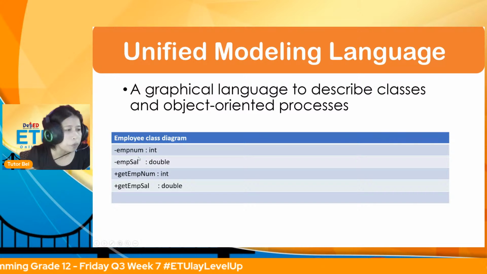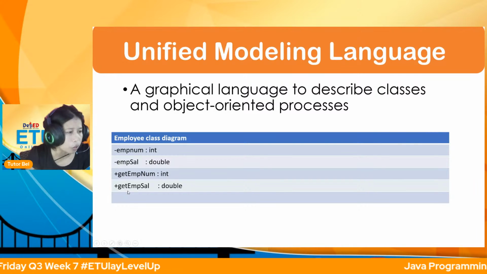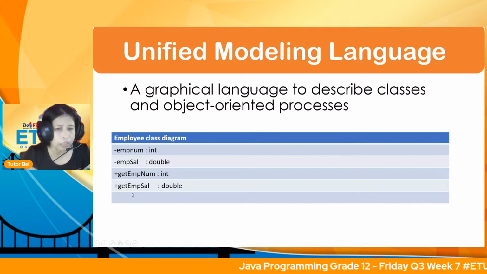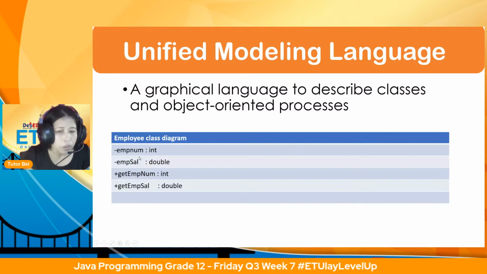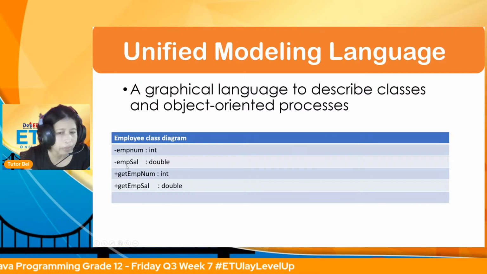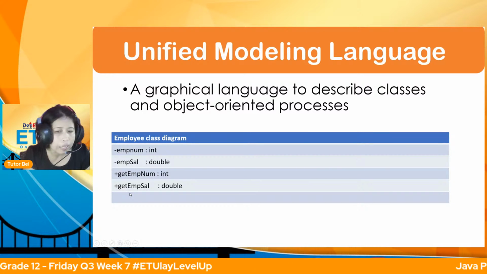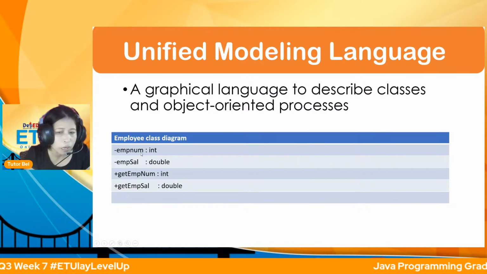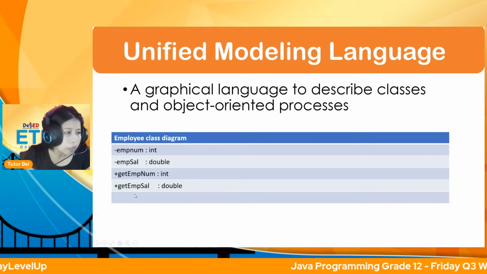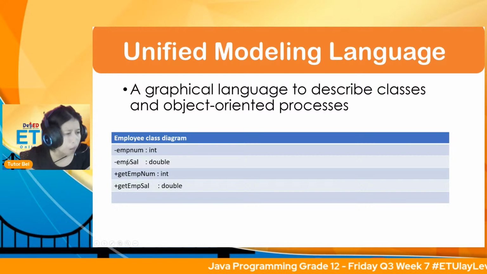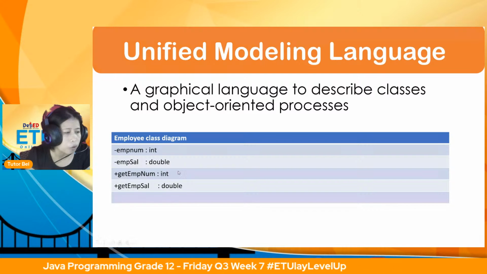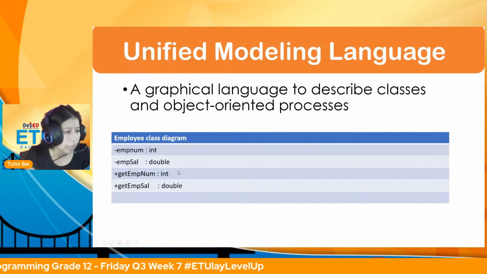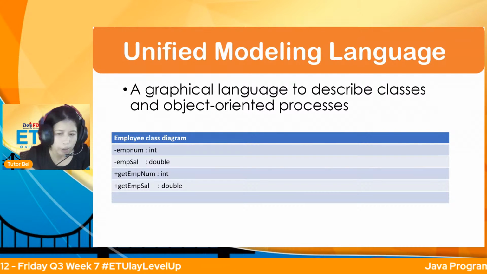Yung nakikita nyo po sa baba, that is the method. Method to get the employee number, method to get the employee salary, no? But para magamit yung get employee salary, I need to have an employee number and I need to have a salary. Magkano ba ang sinusweldo ko? So, in this way, makikita nyo po that there is actually inheritance na tinatawag.